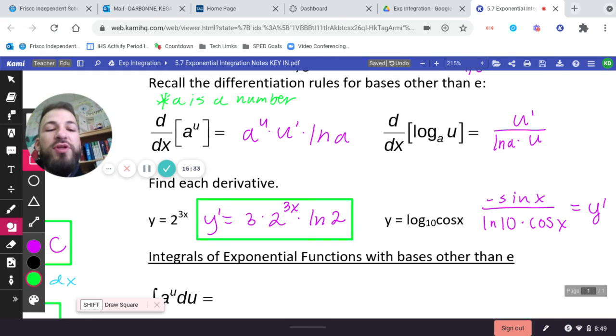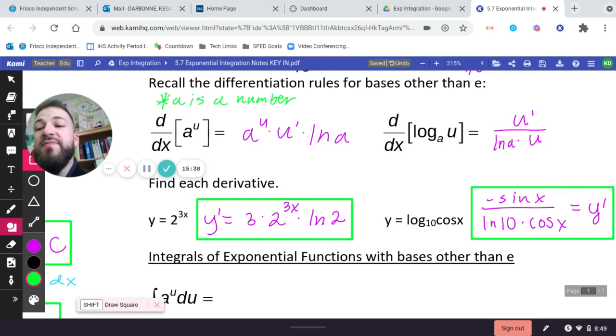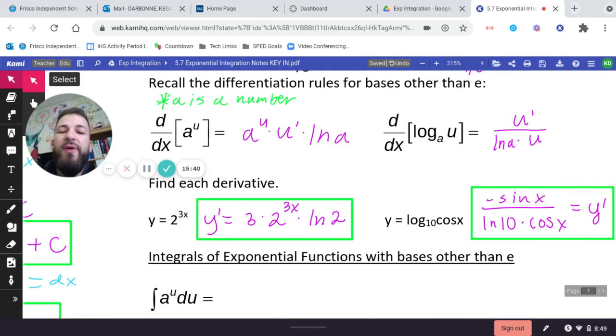Should be familiar. Remember, just like we learned about them in derivatives back in chapter 3, that these are kind of obscure. We don't see them as much. They could pop up as a multiple choice question, but you're not going to get a whole FRQ that has a base of a. That's just probably asking too much.